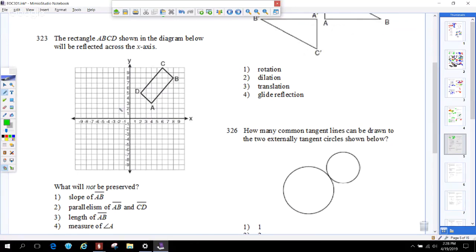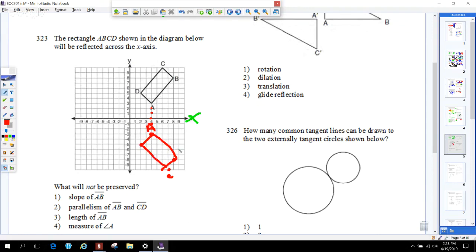Next one, in the rectangle ABCD shown in the diagram below, it's going to be reflected across the x-axis. Here's the x-axis. We know we always want to count boxes. So here I've got 1, 2, 3 to the x, 1, 2, 3 down. Here's my first point. This one is 5, 5 at the 2. This would be 6, 10 for C. And B would be 8, 8. And I put 6, 10 on the wrong one. That makes more sense.